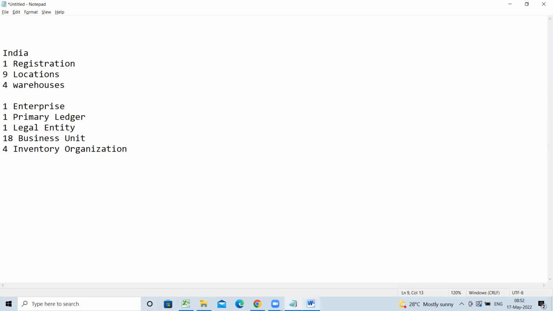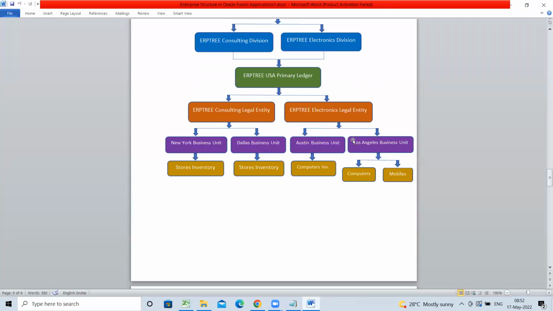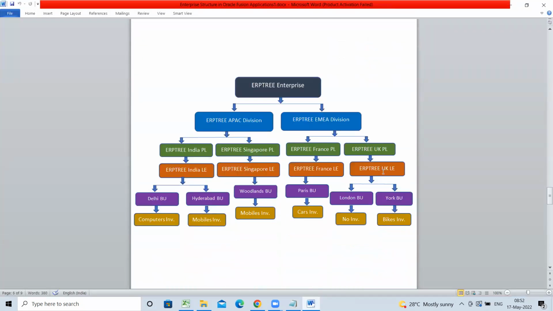So now we'll go through a few slides here. On this slide, I took an example. The client is running the business in 4 countries, and they want to have 2 divisions. They are taking the divisions based on geographies. India and Singapore come under the APAC division, the APAC region. France and UK come under the EMEA region, which they are taking as the EMEA division.